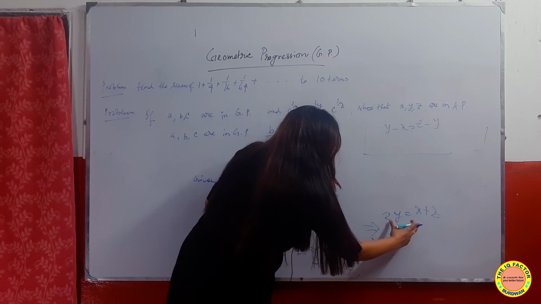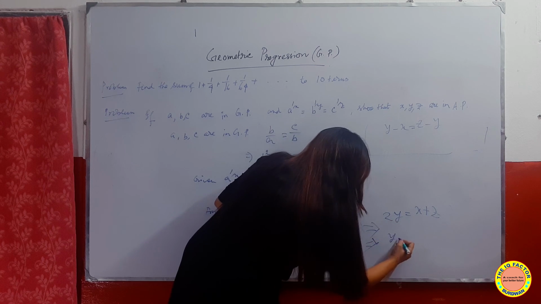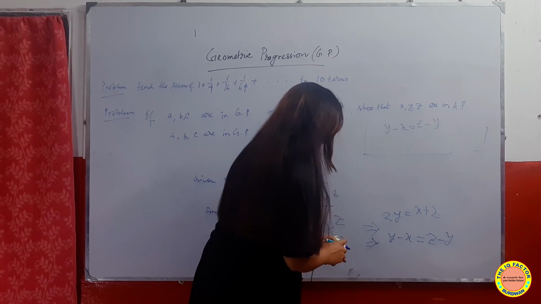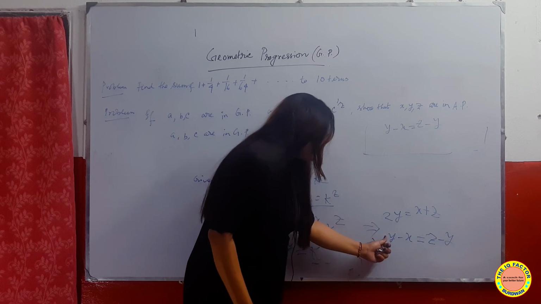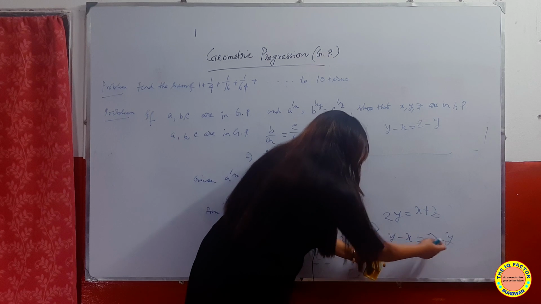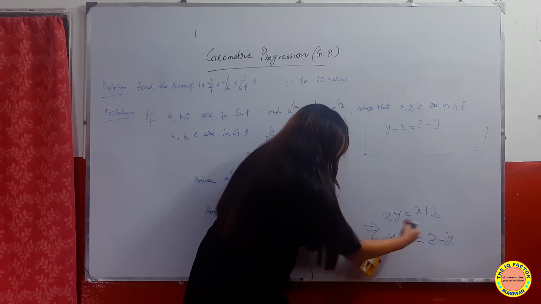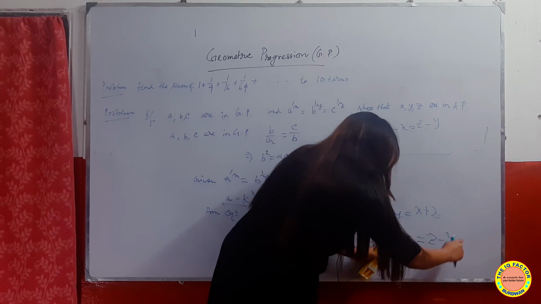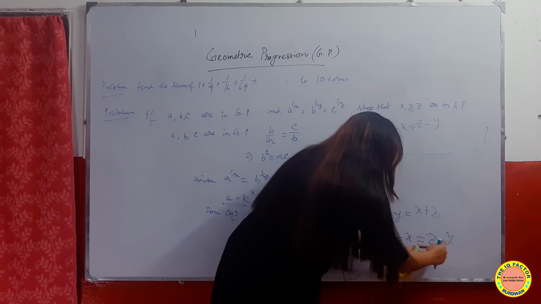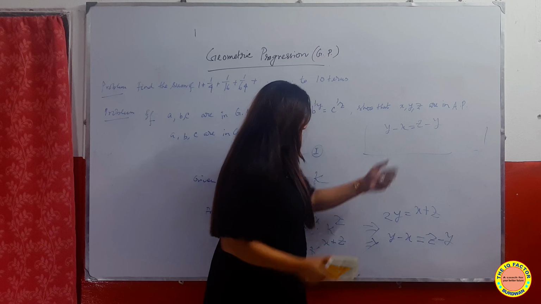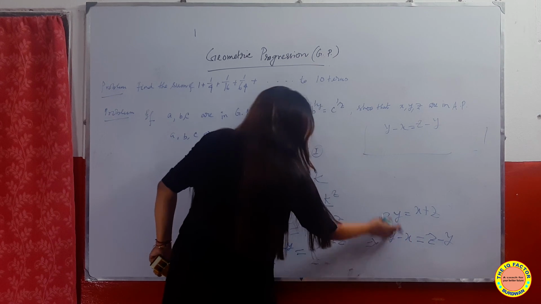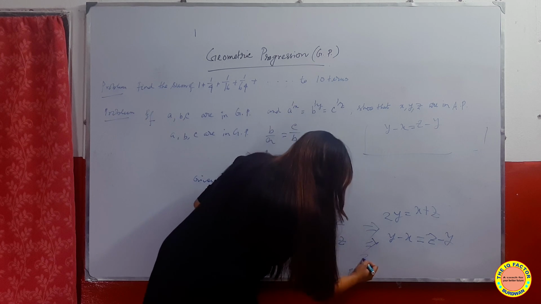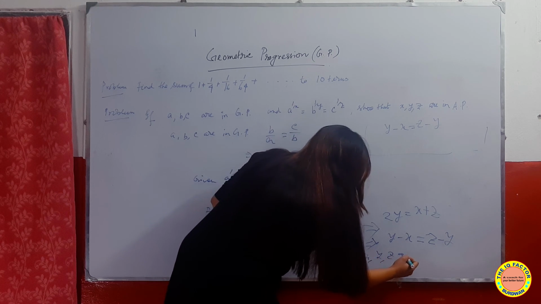Can we write from here y minus x is equal to z minus y? Yes, we can write, because if we simplify, y plus y is 2y, and x, if we take it on the right side, it will be x plus z, which is that. Clear? So we can say x, y, z are in AP.